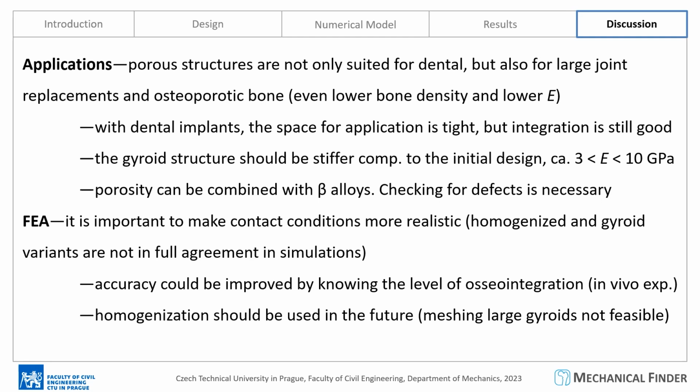To make these analyses more precise, I think it is important to broaden our understanding of contact conditions and make them more realistic. The homogenized and gyroid variants are not entirely in full agreement in the simulations, and I think that accuracy of the simulations could be improved by knowing the level of osseointegration. That can ultimately be determined only from an in vivo animal experiment. I also think that numerical homogenization is preferable, as the computational times are feasible and not as bad as with direct analysis of gyroid structures, which can take hundreds of hours.